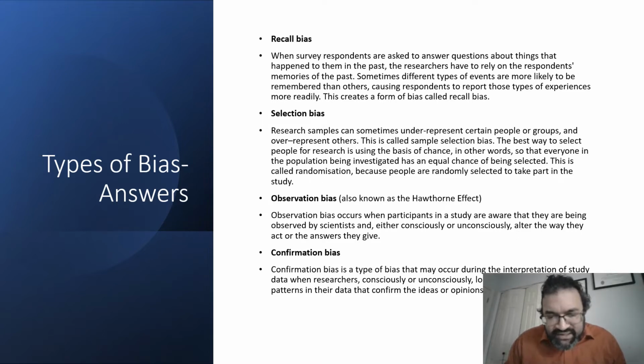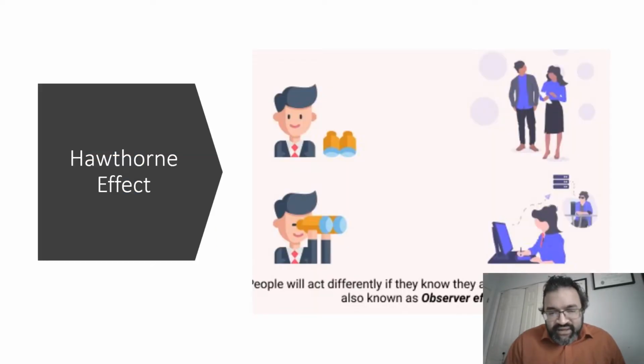Confirmation bias is a type of bias that may occur during the interpretation of study data when researchers consciously or unconsciously look at patterns in their data that confirm their ideas or opinions. That then leads them to confirmation bias. Hawthorne effect, this is a good figure to look at. With the binoculars, there's no effect, but then the observer, by looking, has a different effect.